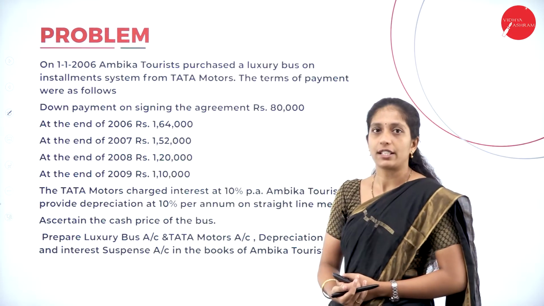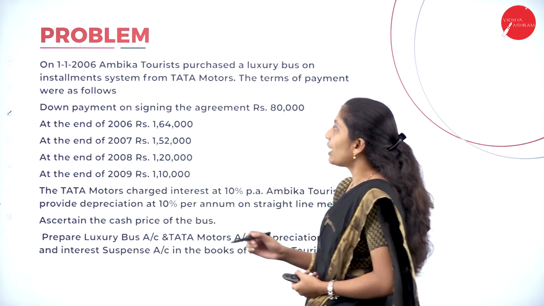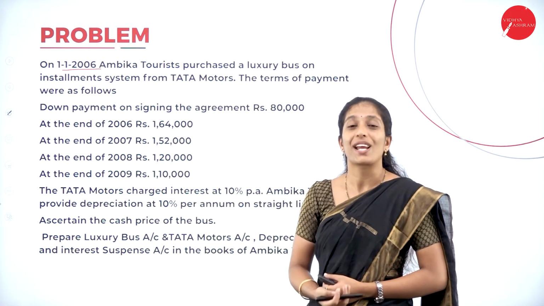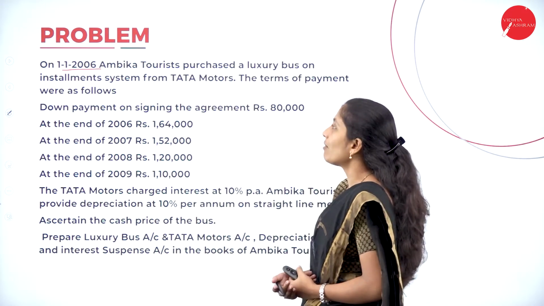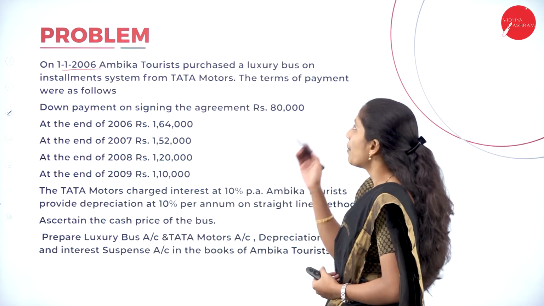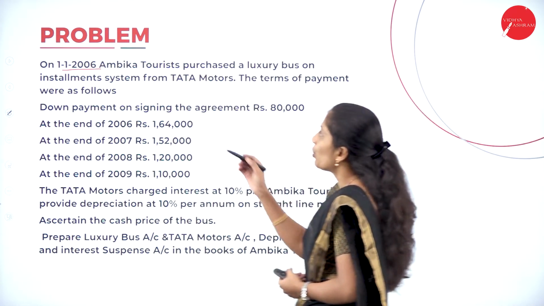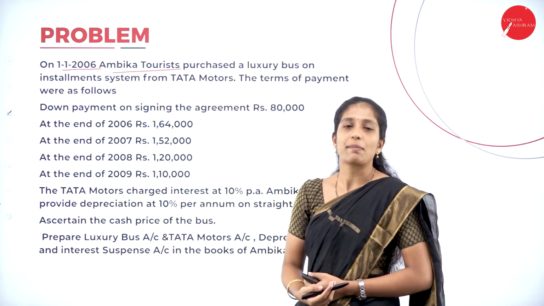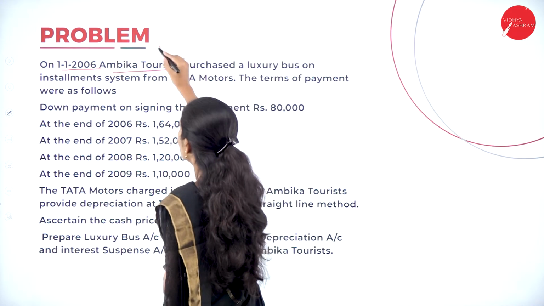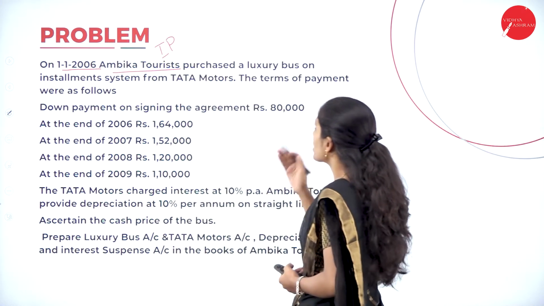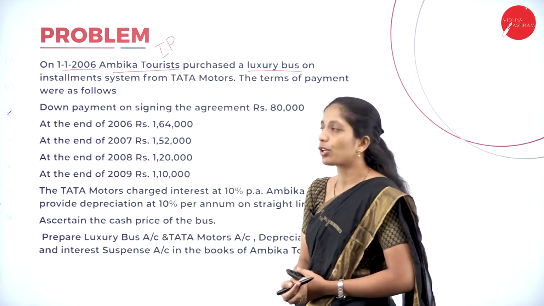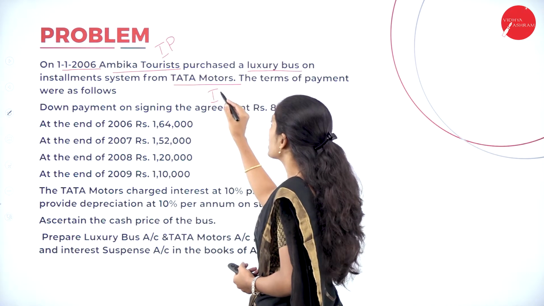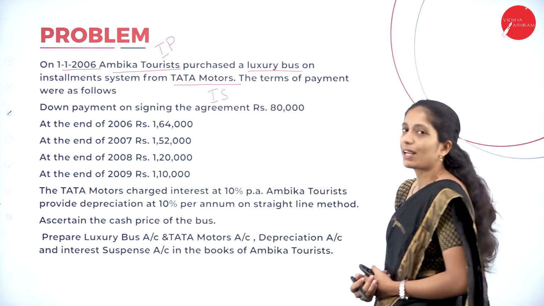In today's session, we shall continue with a new problem. On 1/1/2006, as I told, this date is very important because we are going to make the payment in installments. On 1/1/2006, Ambika Tourist purchased a luxury bus. Now, who is Ambika Tourist? Since we are going to record entries in the installment system, Ambika Tourist is the installment purchaser. It purchased a luxury bus, which is the asset, on installment system from Tata Motors. Now, who is Tata Motors? Installment seller.